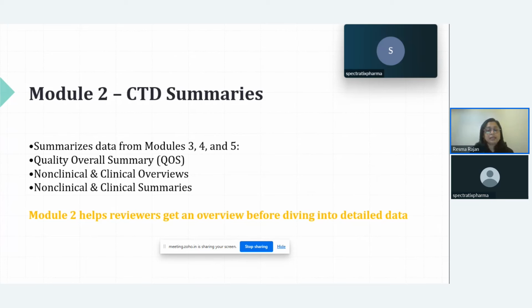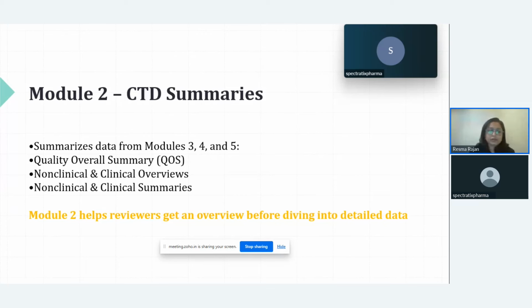So here, as I said before, module 3 will be the quality overall summary, and module 4 covers the non-clinical and clinical overviews, and non-clinical and clinical summaries. What are the clinical trials you have undertaken? What are the non-clinical trials you have carried out? All these details in a summary form, very crisp, clear, short, and brief, you will give in module 2.